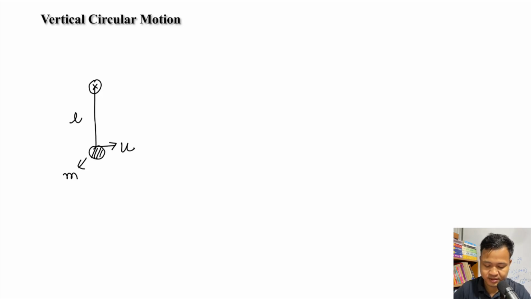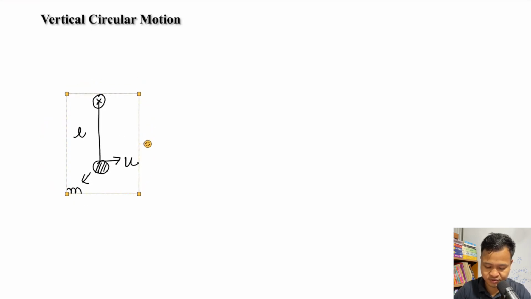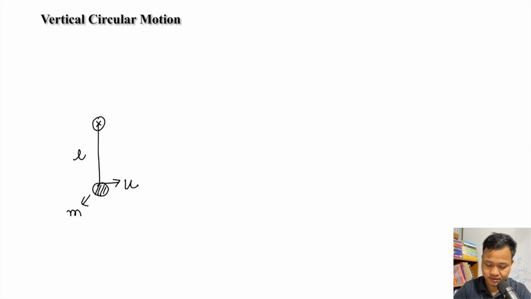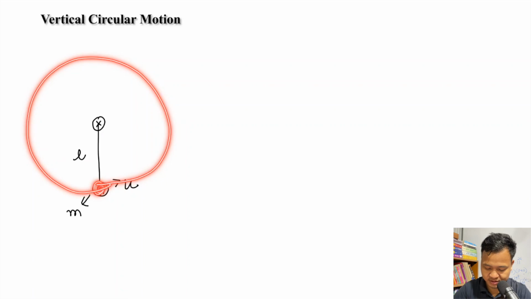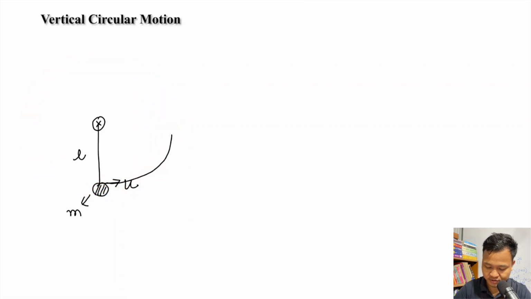Now the question is, for this object to complete a full circle, what is the minimum velocity required? So to solve this, we will use the energy concept, conservation of energy. The object will go like this in a full circle. So what is the minimum velocity for this full circle?